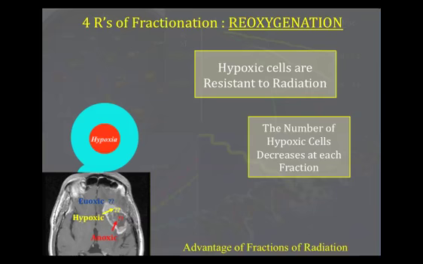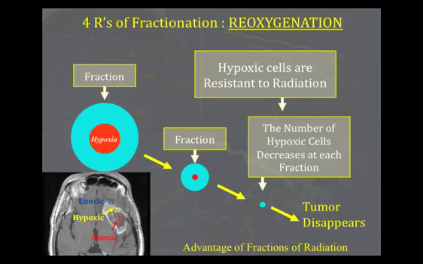The second R is reoxygenation. What happens when we are irradiating a tumor that has hypoxia or necrosis in the center? Actually, the hypoxic cells are way more radiation resistant. So as we fractionate, we reoxygenate the tumor, and then we gain the ability to transform the hypoxic cell into a normoxic cell, and thereby increase our capability to kill that cell.